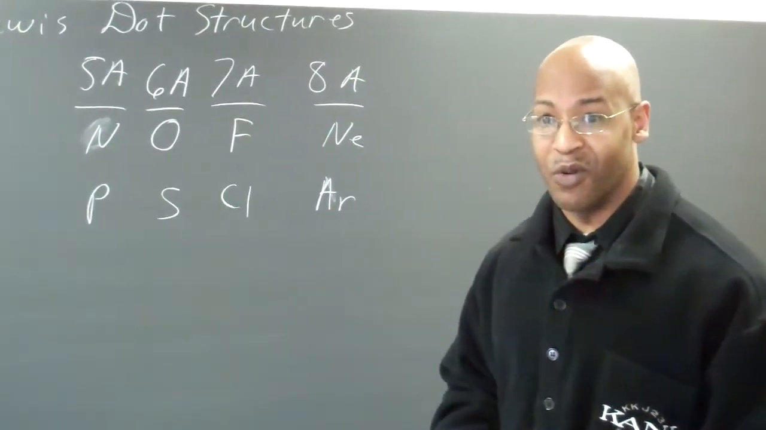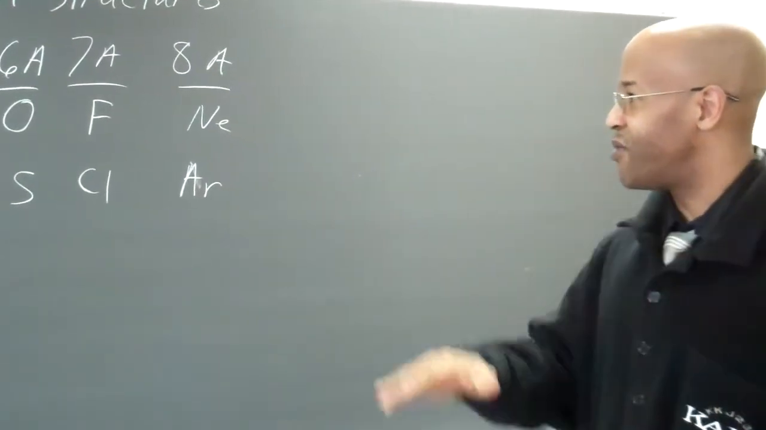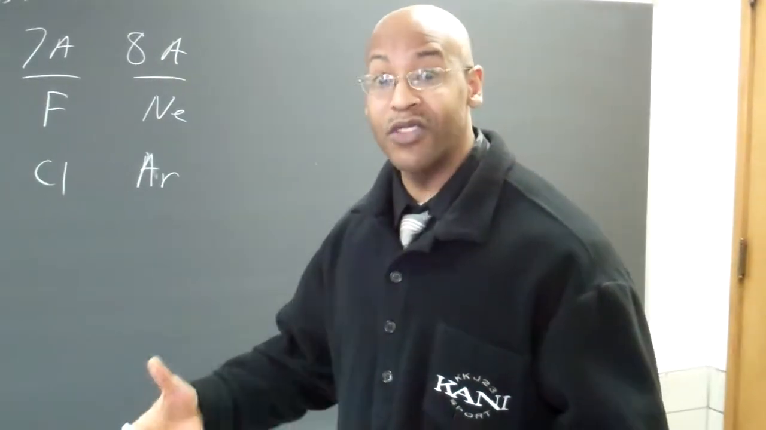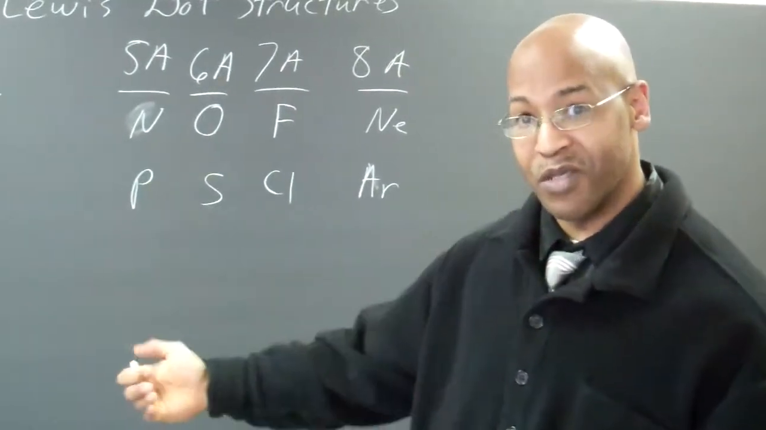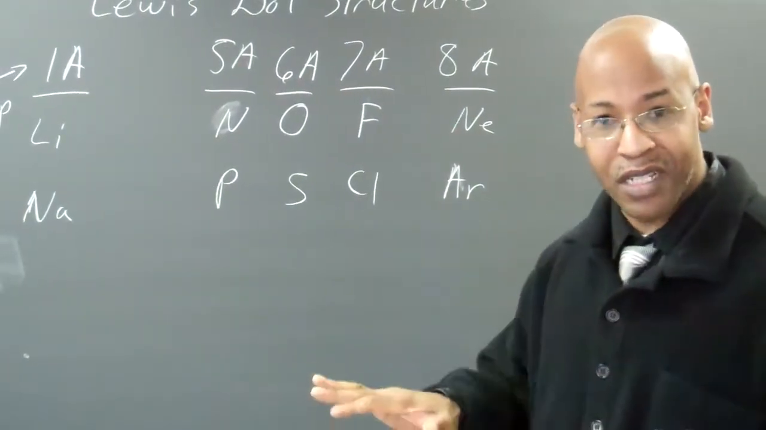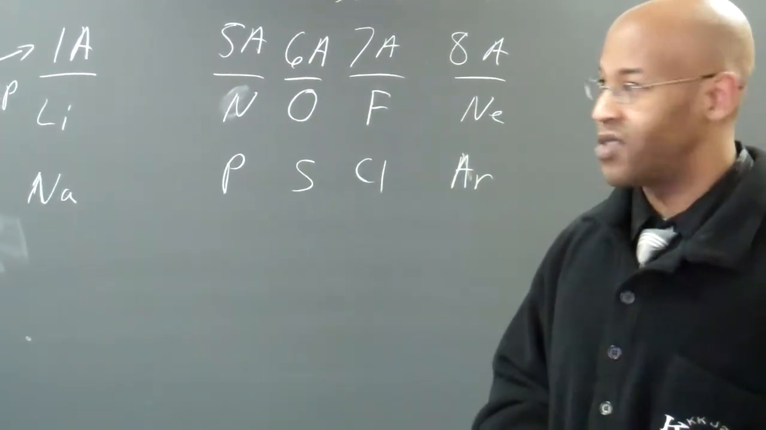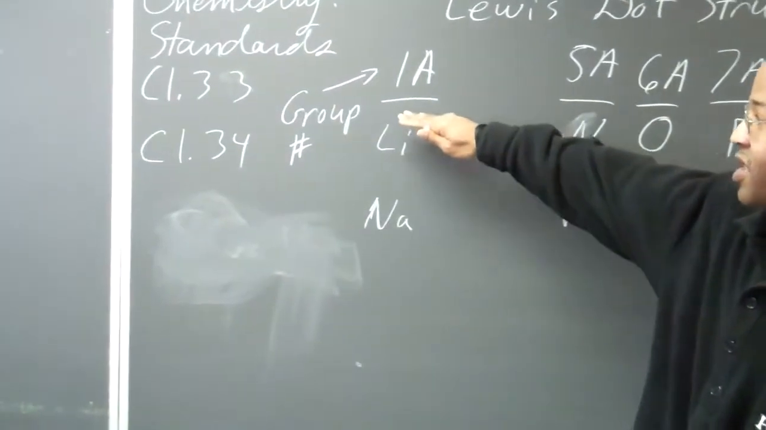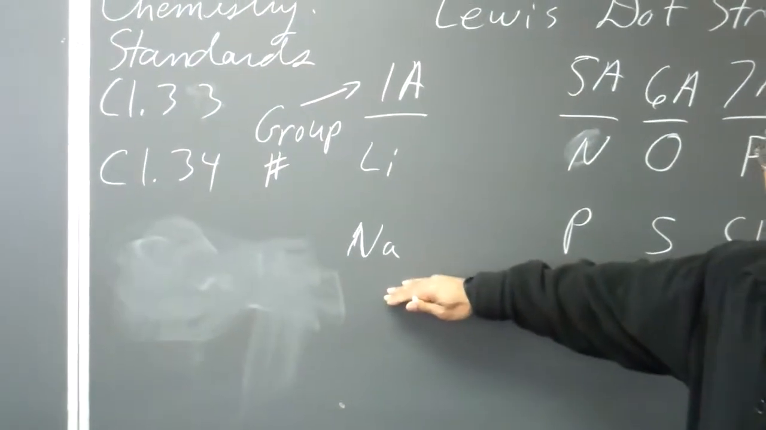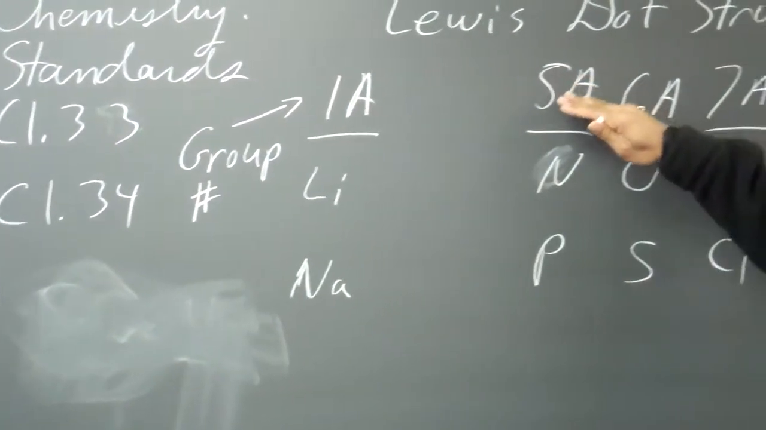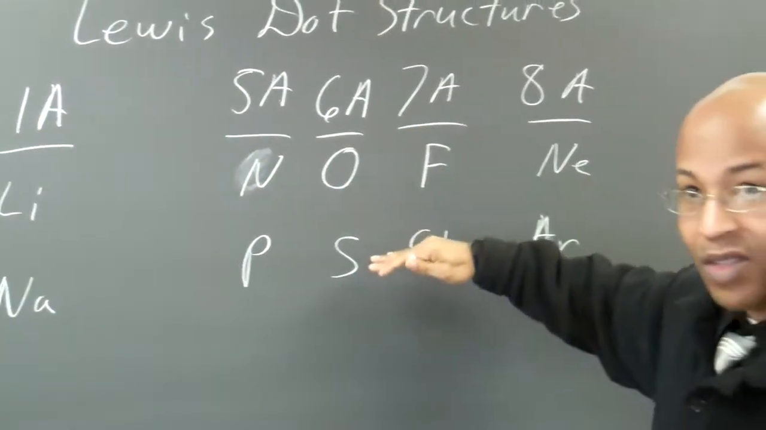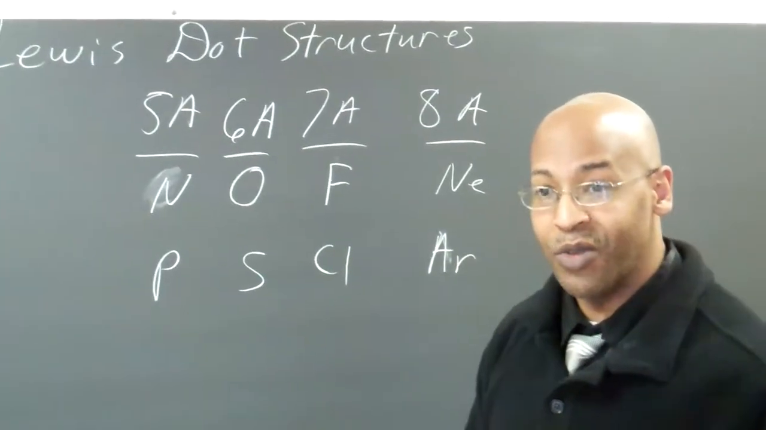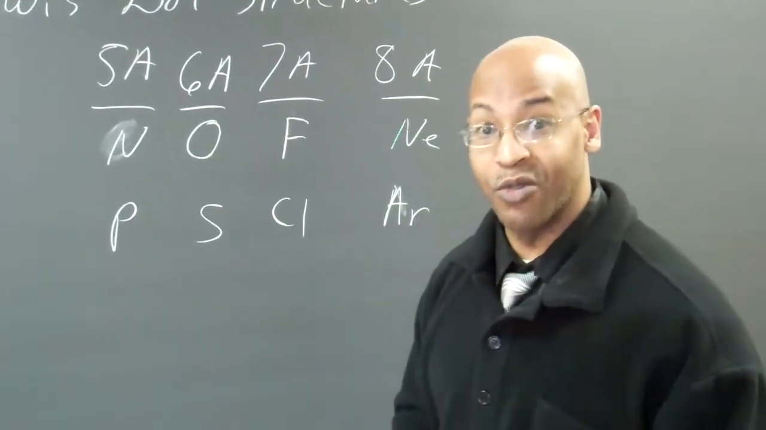I have some listed on the board, and you'll find out that I have various groups at the top. Lewis dot structures are easy to draw once you understand which groups your elements belong to. So we'll look at the representative group elements since they're the easiest to deal with. Let's look at group 1. You'll see a 1 here, and notice that I have lithium and sodium under group 1. Then I have other elements under group 5 and group 6 and group 7 and group 8 and so forth. The actual Lewis dot structures are represented by the group number.